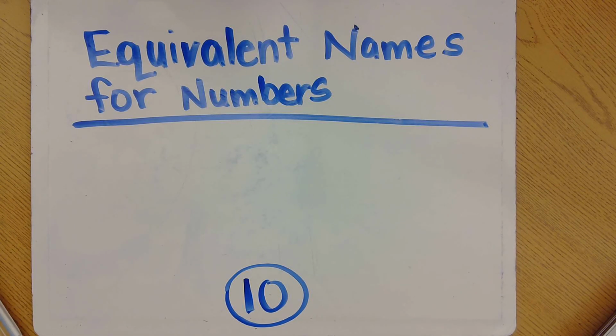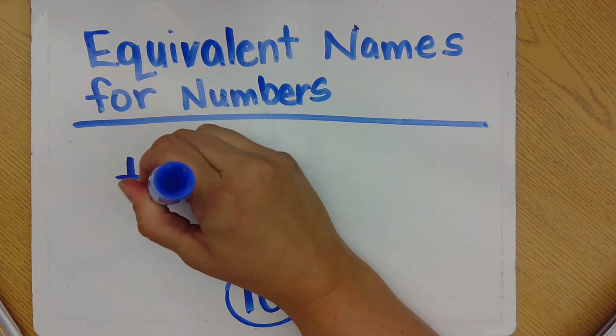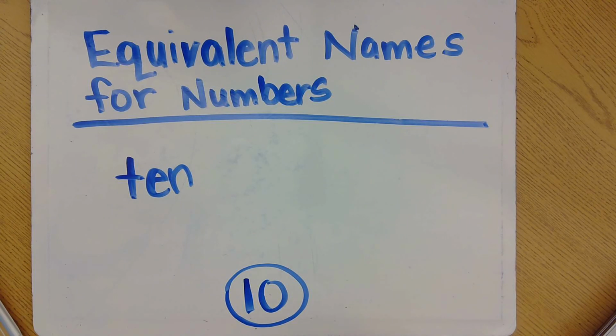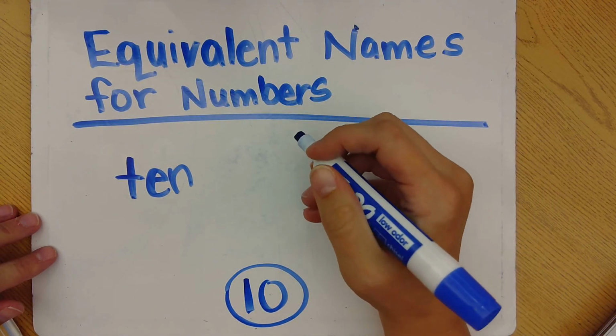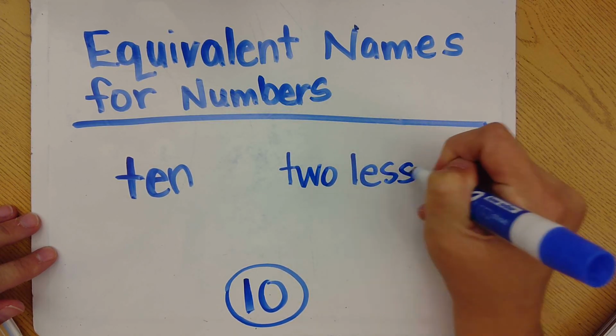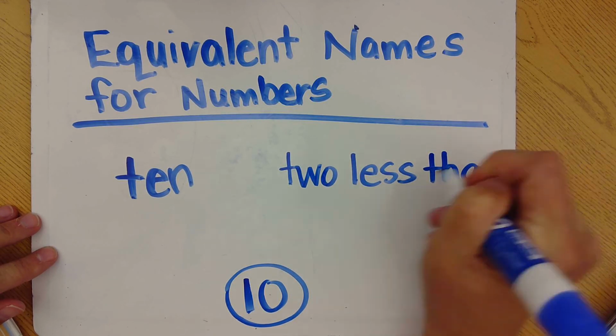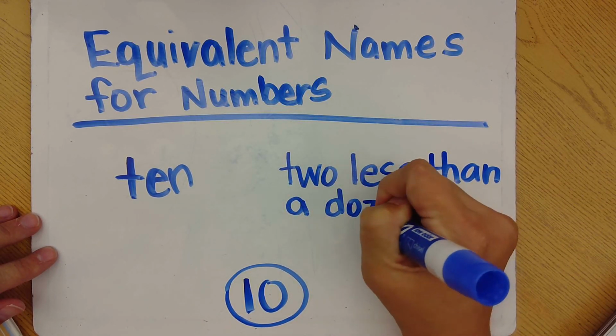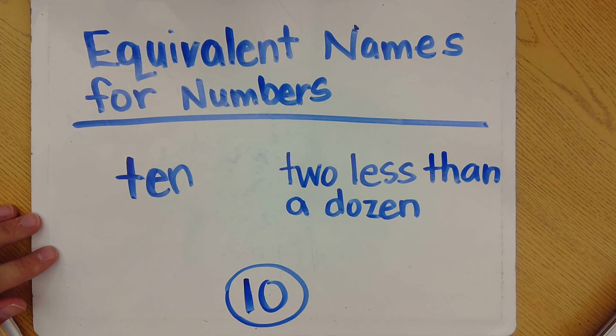We can also use words to make names for 10 as well, not just numbers. We could write the word 10. We could even say, another name for 10 is 2 less than a dozen. If you're not familiar with the word dozen, a dozen is 12, and 2 less than a dozen equals 10. So we can use words to name numbers too.